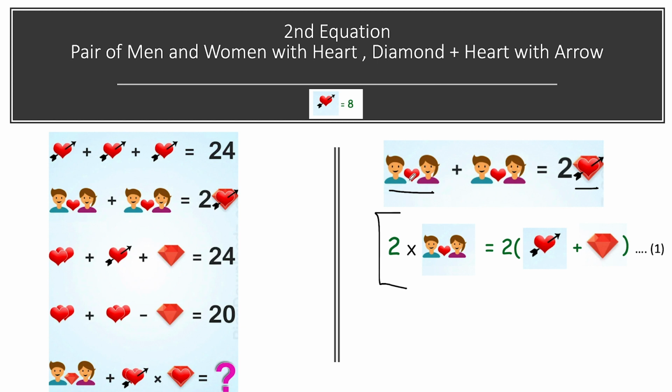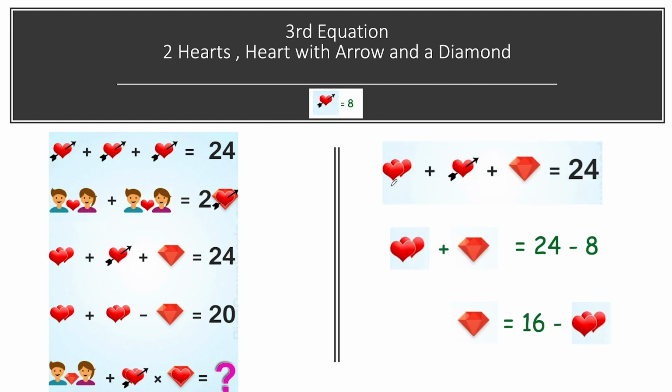We'll leave this equation as it is because we don't have any value for each item. Let's jump to the third equation. In the third equation, you can see two hearts, a heart with an arrow and a diamond, and their total value is equal to 24. And we know from the first equation that heart with an arrow is equal to 8. So 24 minus 8 will become 16. We'll solve this equation with respect to this diamond. So we'll keep these two hearts on the right side, so it will become 16 minus 2 hearts.